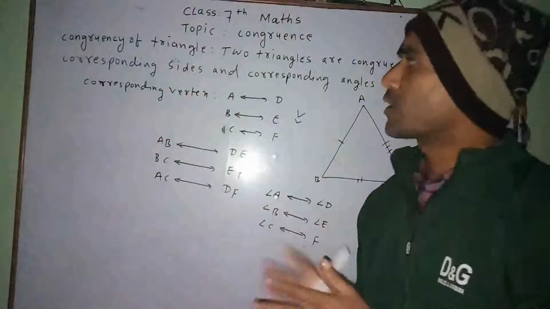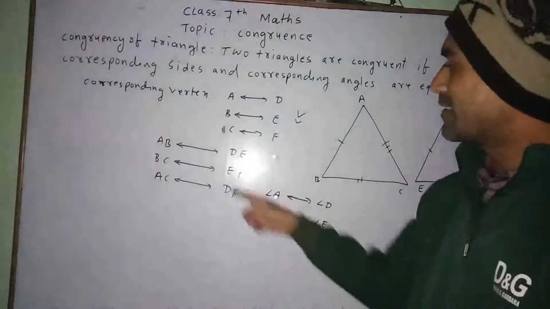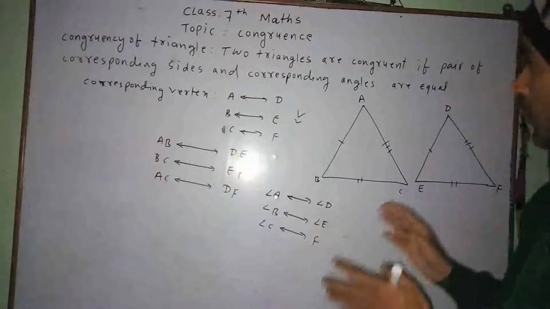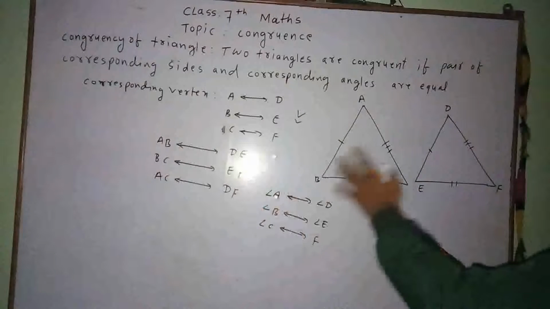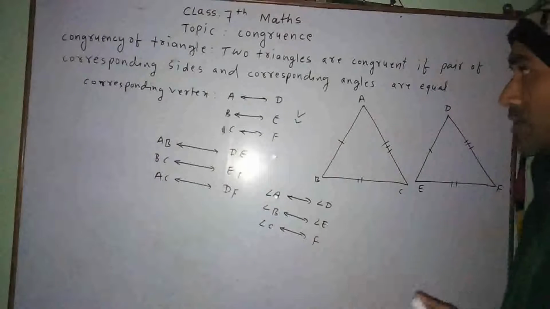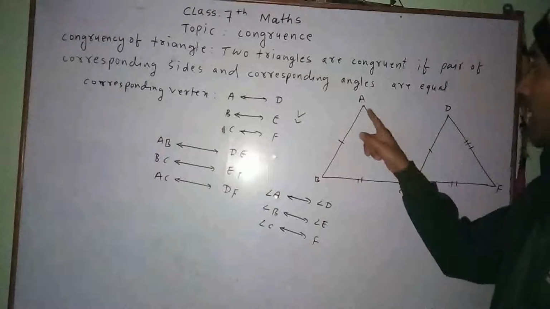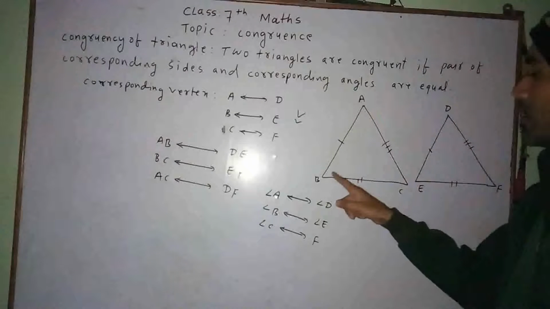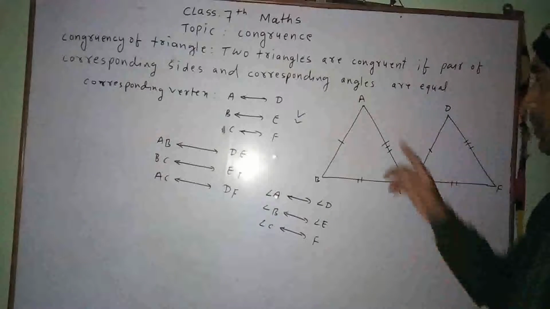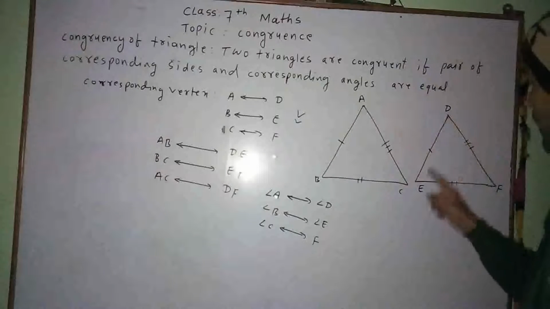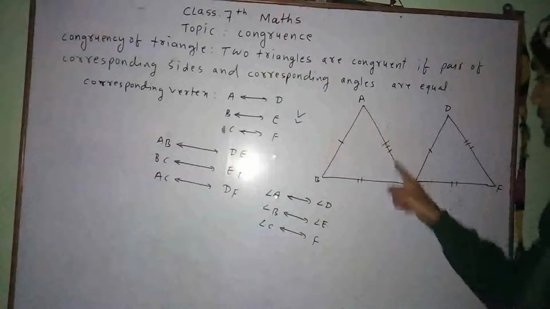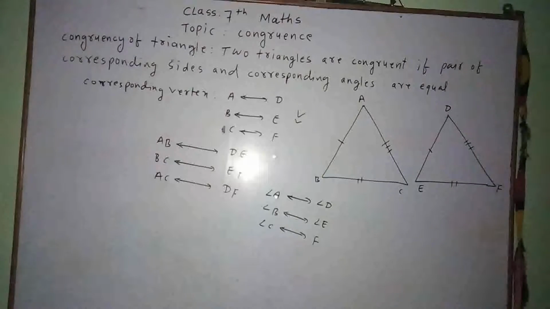To understand the congruency of triangles, these things are very important to understand: what the corresponding sides, corresponding vertices, and corresponding angles are. Only then can you understand the congruency of triangles. Angle A corresponds to angle D, angle B to angle E, angle C to angle F. In the same way, side AB corresponds to side DE, side BC to side EF, and side AC to side DF.